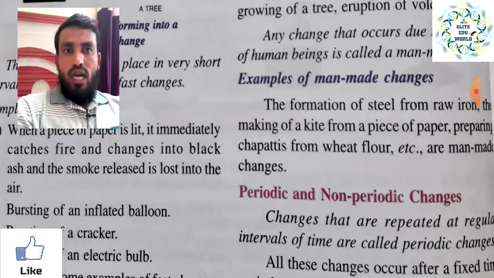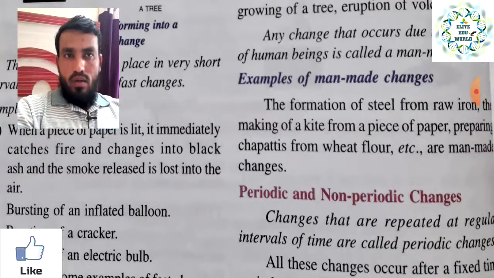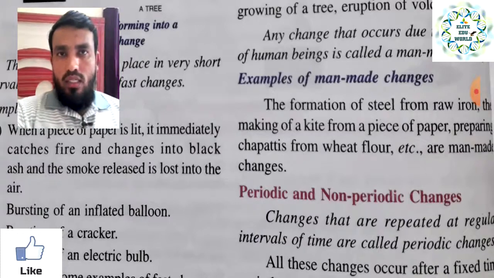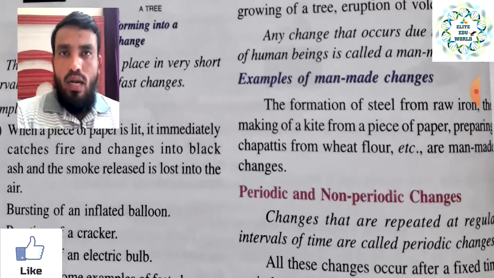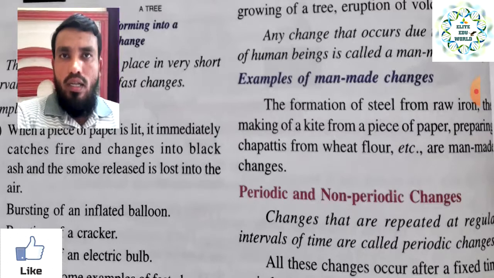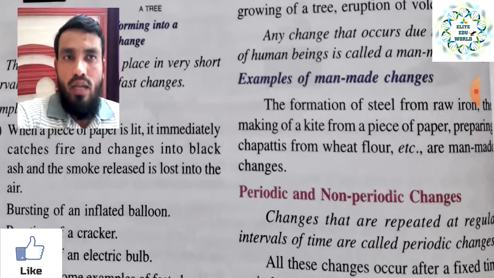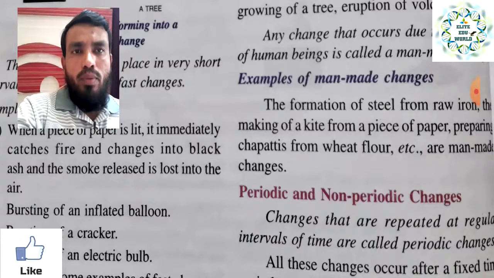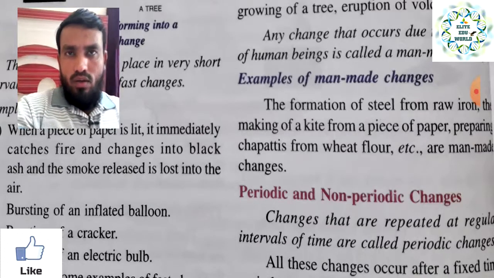The making of a kite from a piece of paper, right? From a piece of paper we are making the kite. That is also a change, because the normal paper becomes a kite, but that is not natural. That is a man-made thing. We are doing that. And also we can see the preparation of chapatis from the wheat flour.